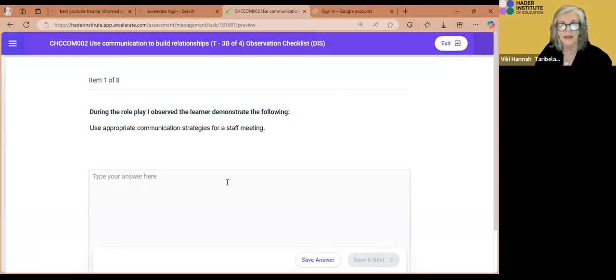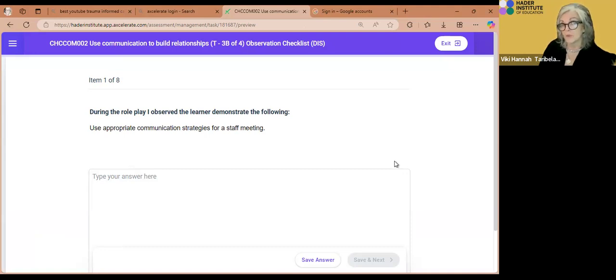And the first one asks us, during the role play, I observe the learner demonstrate the following: use appropriate communication strategies for a staff meeting. So what did they do? Did they get their email out? Did they have the agenda? Have they got their template? Are they working to that agenda? Are they making sure that they stay on point in that agenda? Did they use appropriate communication strategies for a staff meeting?